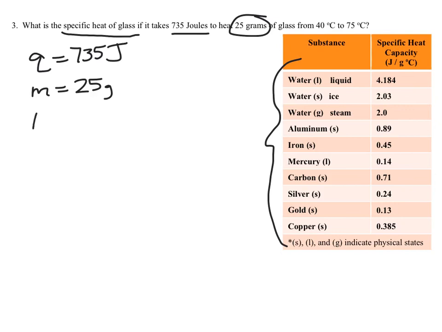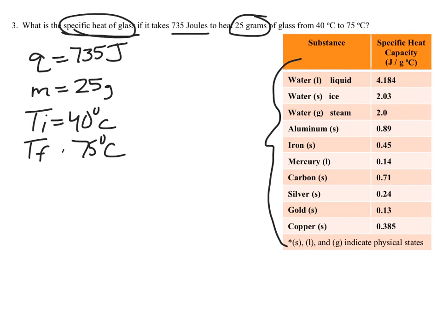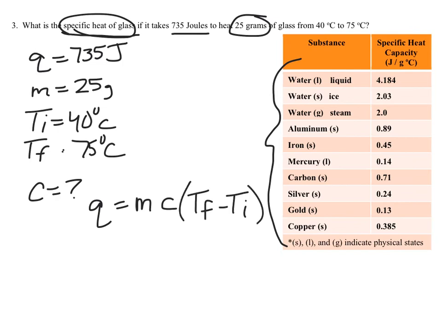The glass is going to now go from an initial starting temperature of 40 degrees Celsius to a final temperature of 75 degrees Celsius. Great. With that in mind, I think I have everything I need in order to figure out eventually my specific heat of glass. So I'm looking for the C value. So if we use our equation, Q equals MC delta T. Delta T means change in temp, which is final minus initial temperature. Now I can plug in and chug out that answer so that I get something quantitative.